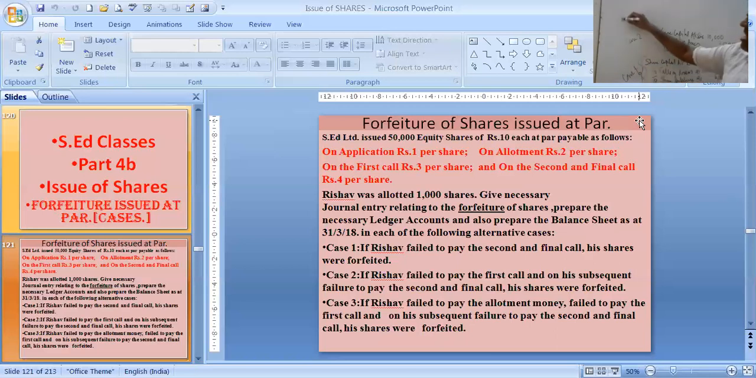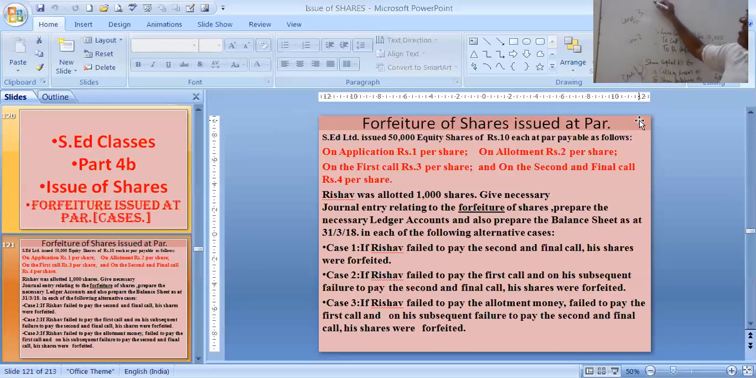Case 3. In case 3, what will be the journal? Rishabh failed to pay the allotment money also. He didn't pay the first call, as well as he didn't pay the second call. Then his shares were forfeited. So 3 times he has not made the payment. That means 9 rupees he has not paid: 2 rupees of allotment, 3 rupees first call and 4 rupees second call.